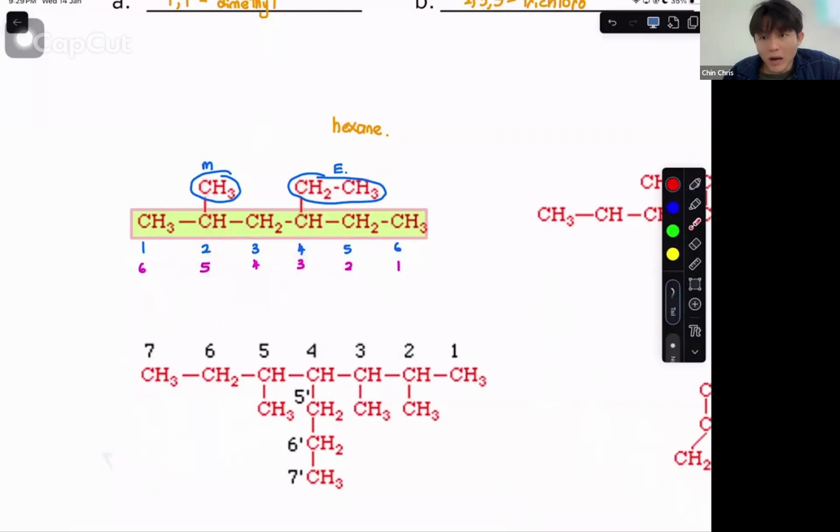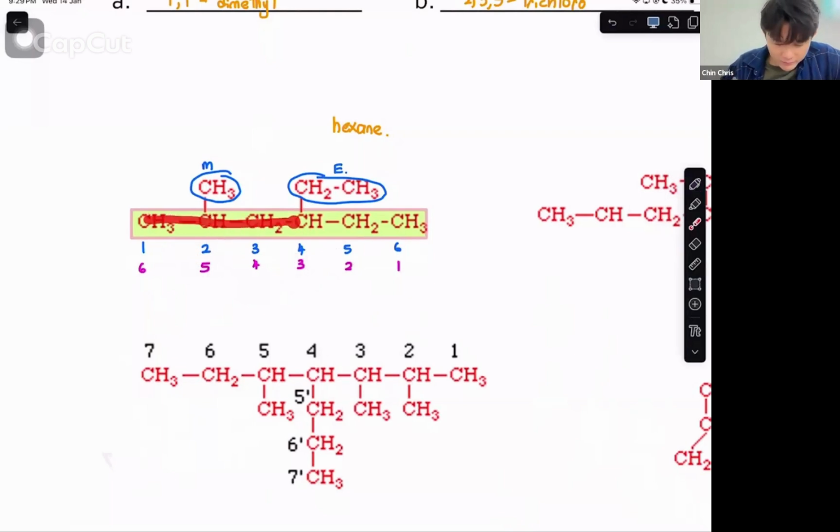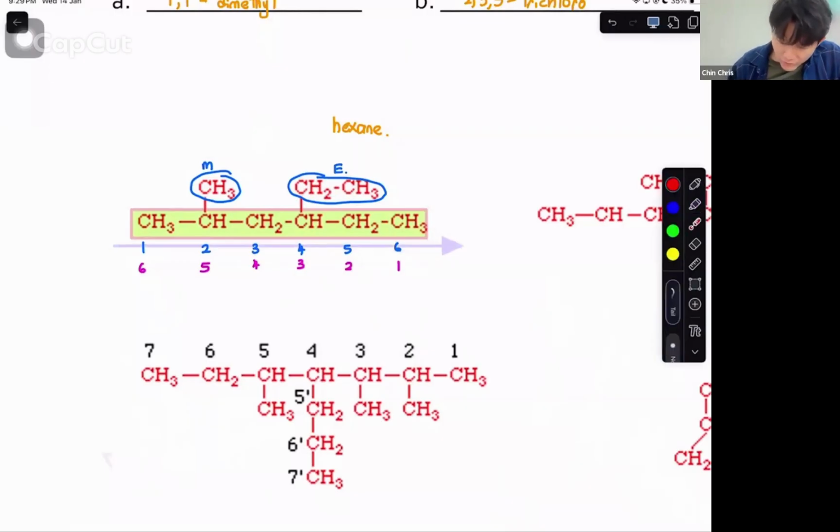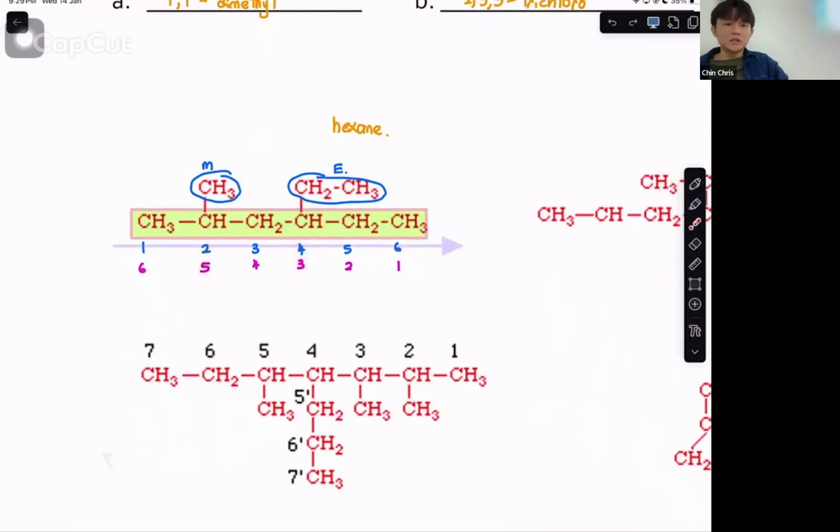Can we go the other way, so that ethyl will be on 1? Yes, can. 1, 2, 3, 4, 5, 6, then this is still an ethyl. It doesn't matter, it can be done. But you see, going this way, to the right, is my smallest, because 2, 4 versus 3, 5, the 2, 4 is smaller.